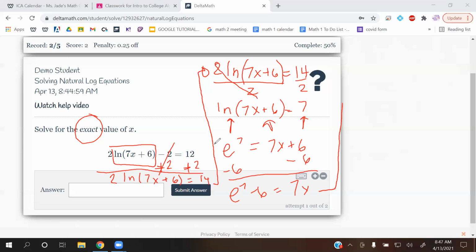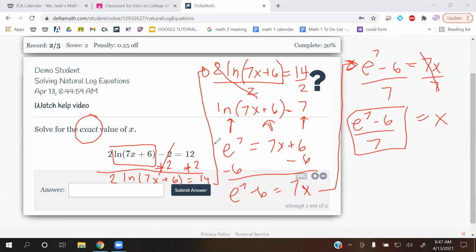Let me rewrite that because I need space. You don't have to rewrite it, but I'm rewriting it because I run out of space all the time. e to the power 7 minus 6 is equal to 7x. And finally, to get x, we're going to divide by 7. Those can cancel out. We just get x, then we get e to the power of 7 minus 6 over 7 is our final answer. It's a fraction. But before I go type it in, are there any questions?